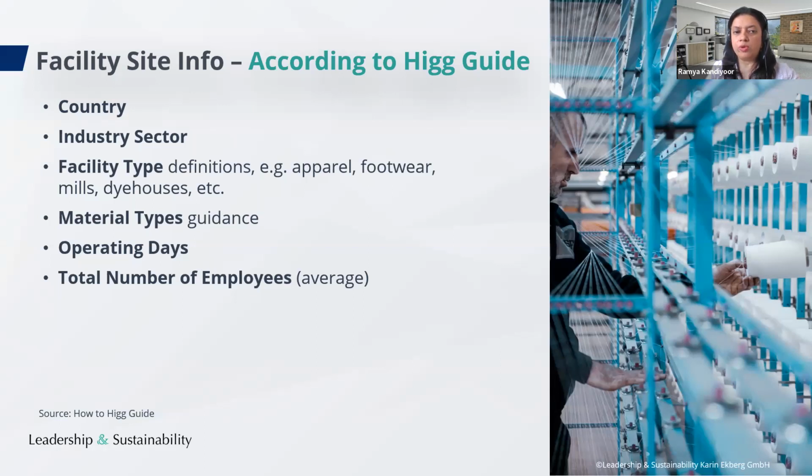You will then have to take the total number of employees for each of those pay ranges, take an average, and then report that average. And this is the evidence, again, that you would be required to provide to the verifier.